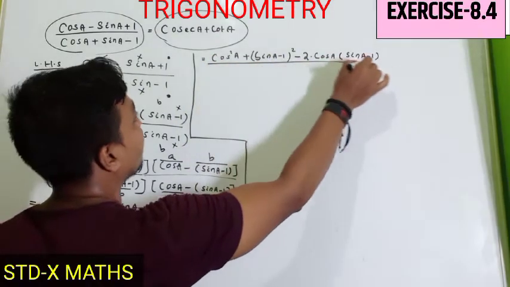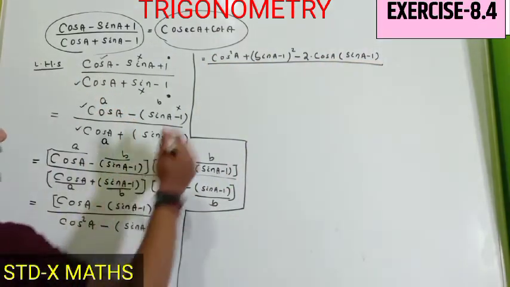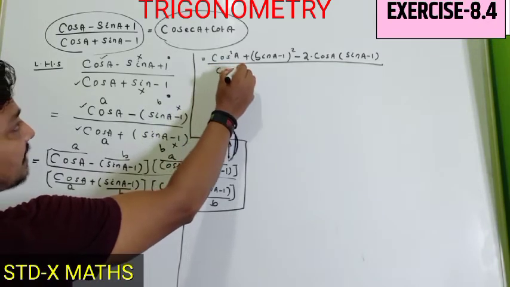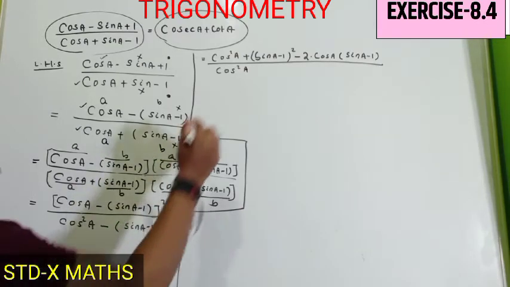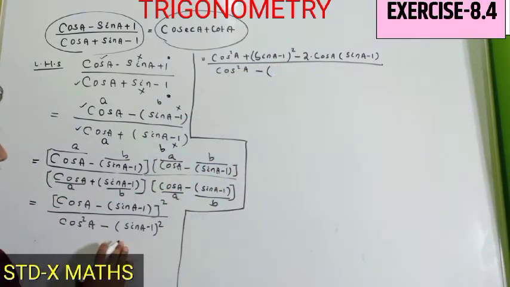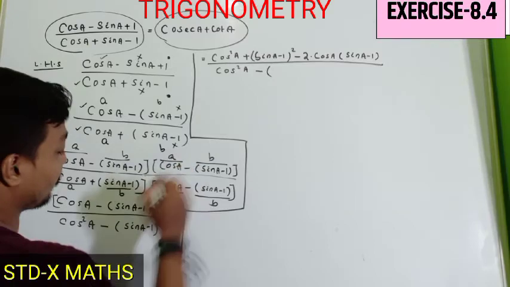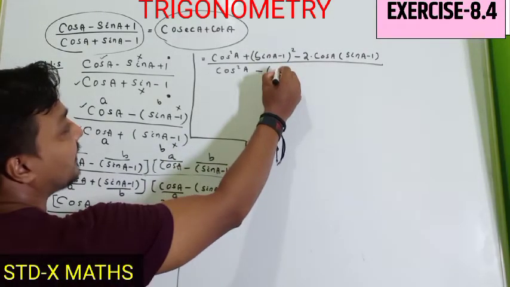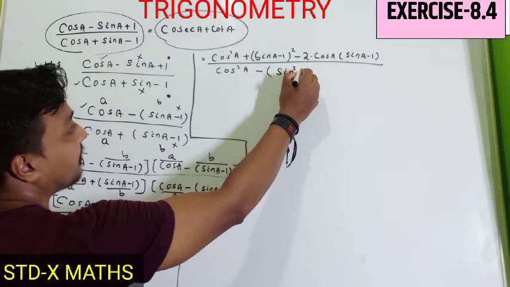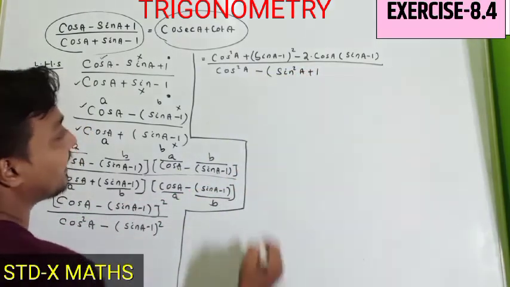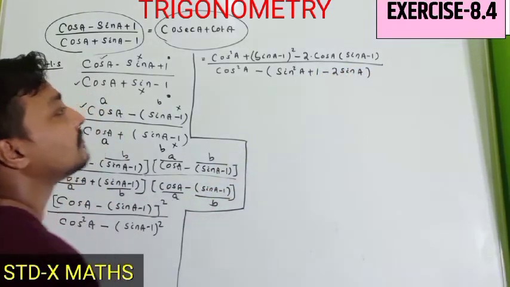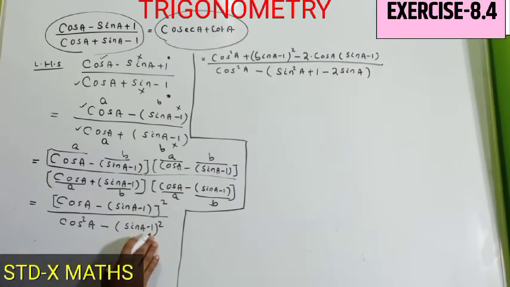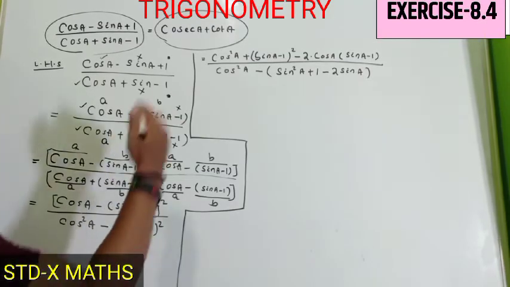Our denominator will be cos square a. The same thing I am repeating: cos square a, and here it is a minus b whole square, for which I am opening the bracket. Here we need to open the bracket and simplify. Here a minus b whole square means sin a minus 1 whole square, which means sin square a plus 1 square minus 2 sin a. This bracket I have already opened by putting the formula a minus b whole square.